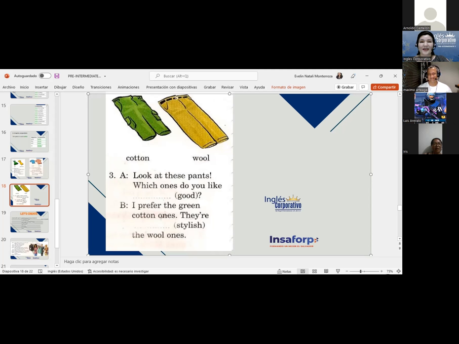I prefer the green cotton ones. They are more stylish than the wool one. Say wool. Wool ones. Wool is lana. Right? Look at these pants. You say, which ones do you like better? Escoge uno. Which ones do you like better? And I say, I prefer the green cotton ones. In one sentence, we can't say just I prefer the green cotton ones. So you say, I prefer the green cotton ones. They are more stylish than the wool ones. Okay, so we have it there.